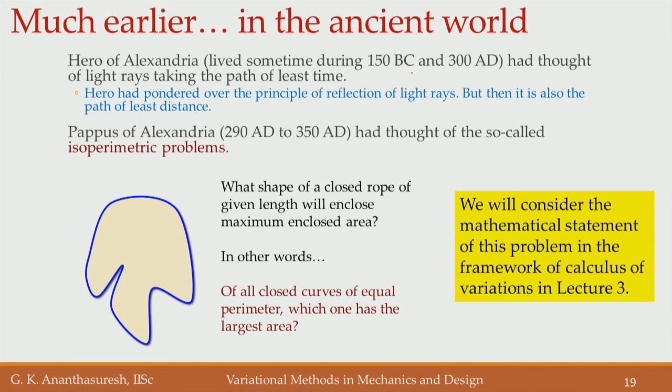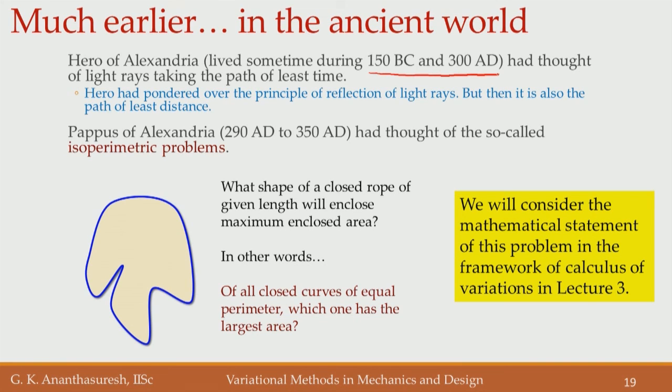Much earlier, now we are going back to the ancient world, Hero of Alexandria, who lived between 1500 BC and 300 AD. People are uncertain exactly when he lived, right. He had thought of this light rays problem. So, it was not something that Fermat was the first one to think about. He also had thought about what light rays do. Do they take the least distance path or least time path, but then he was not able to do experiments or conclude one way or the other.